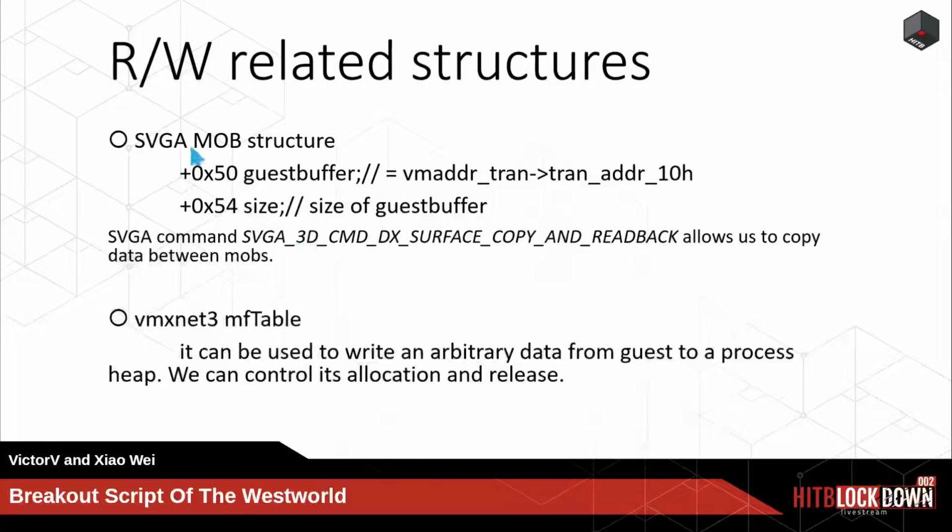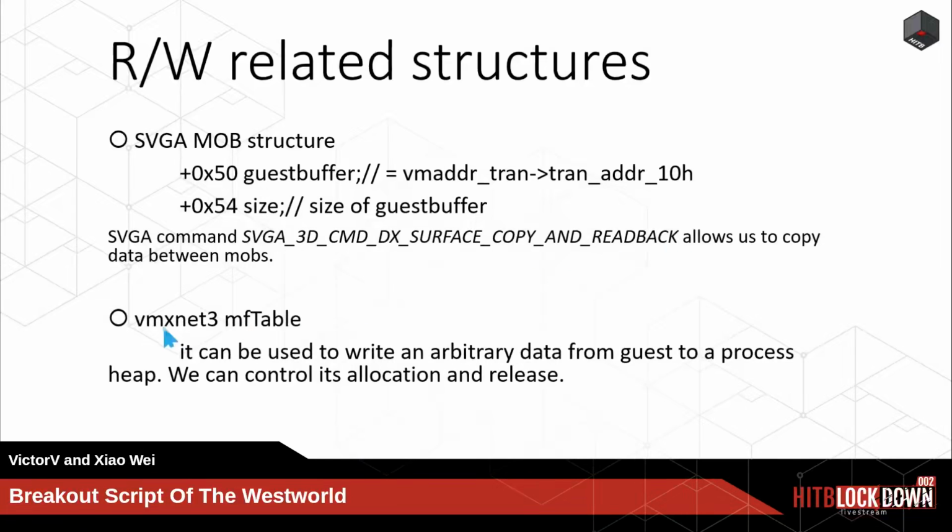SVJ has a mob structure that allows guests to transfer data between two mobs. As you can see, the field of guest buffer stores the result pointer from the translation function. So if we can overflow the size field of this structure, then we can overflow read and write between guest and process memory by this SVJ command.